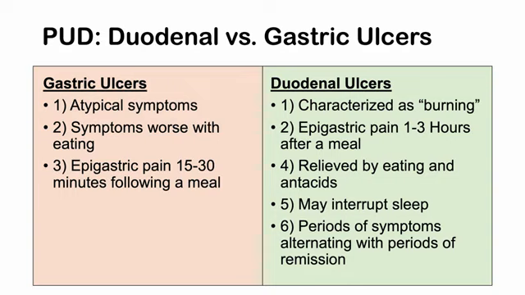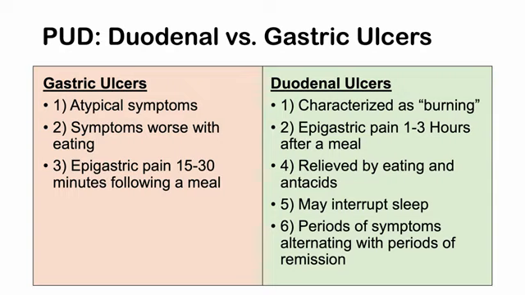Whereas with duodenal ulcers, they're more likely to be described as burning sensations. The epigastric pain that occurs with duodenal ulcers is more likely to occur 1 to 3 hours after a meal. So you can imagine that an individual eats, their stomach holds onto those gastric contents for a time in order for proper digestion to occur, and gastric contents like chyme are slowly released into the duodenum, or the first part of the small intestine. And that takes roughly a few hours. So that's why we can see epigastric pain or discomfort occurring roughly 1 to 3 hours after a meal.